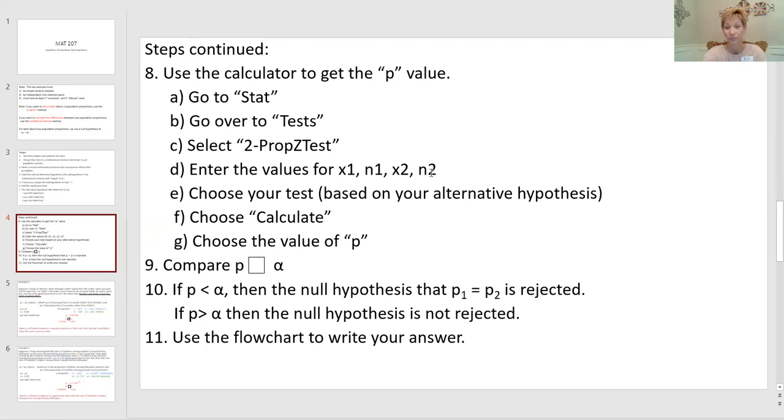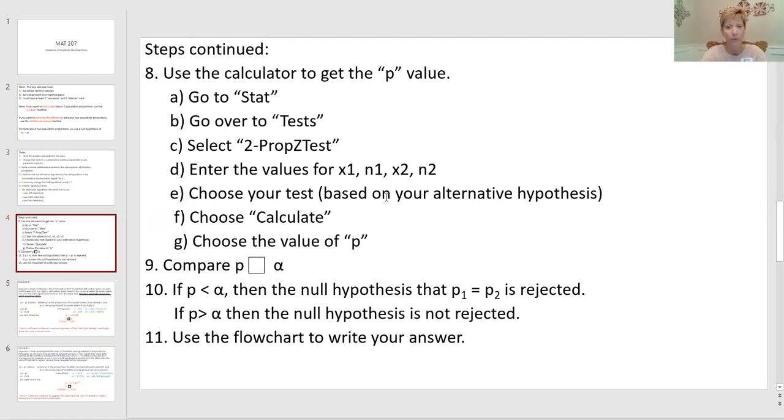Now the calculator wants you to highlight not equal to, less than, or greater than. So look at that alternative hypothesis and select your left, right, or two-tailed test. Make sure you highlight Calculate and hit enter, and then all that stuff comes on your screen like it's been doing.